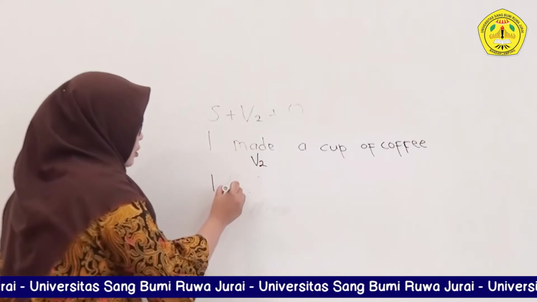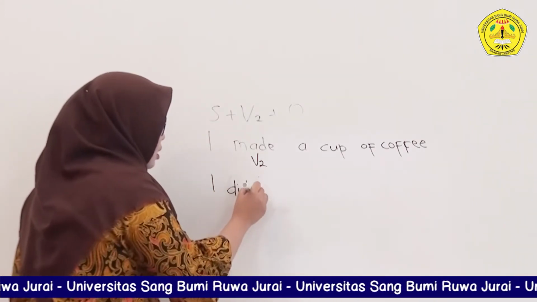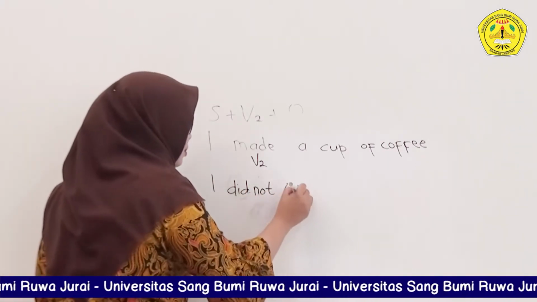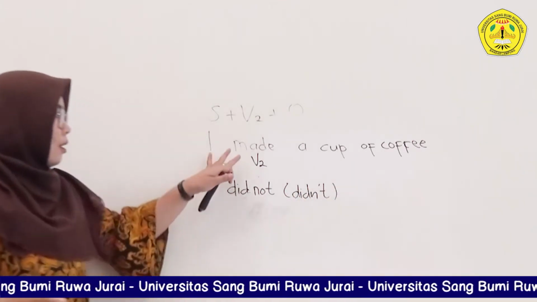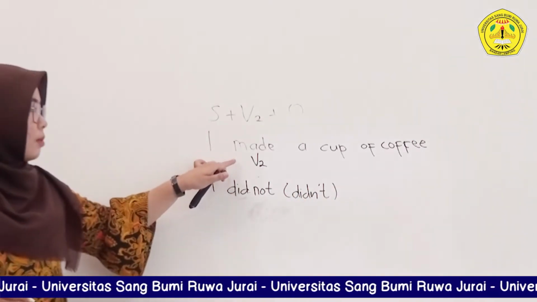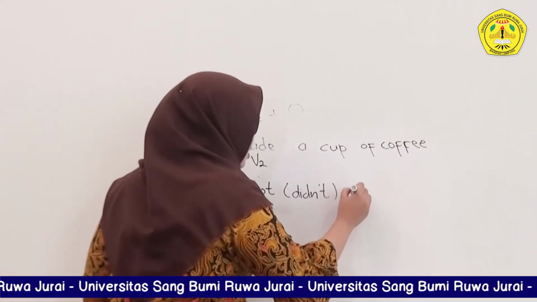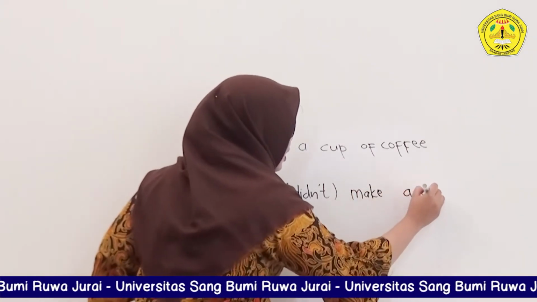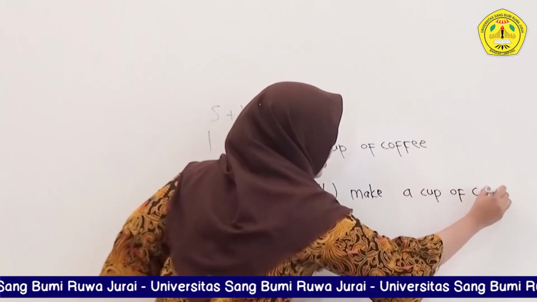I did plus not, or you can shorten it to didn't. Then made, you should change made to become verb 1. I didn't make a cup of coffee.